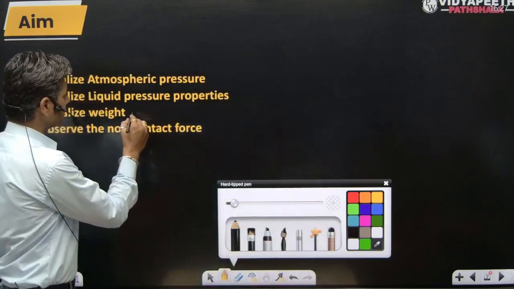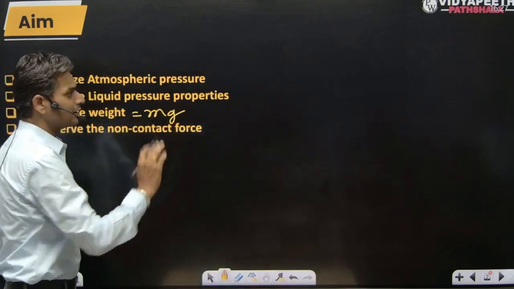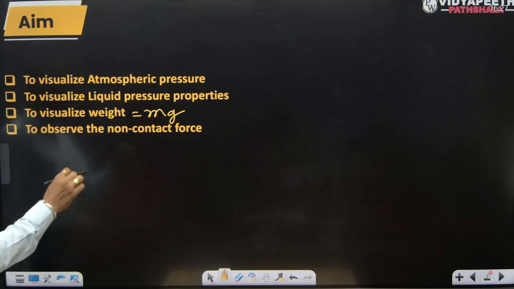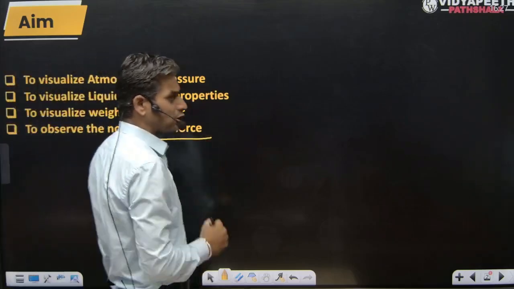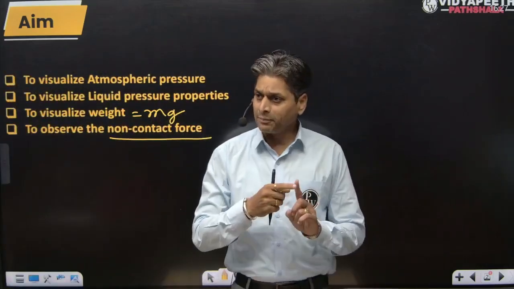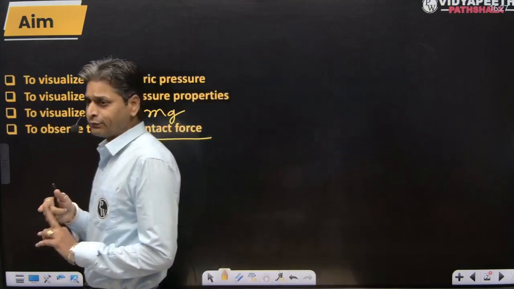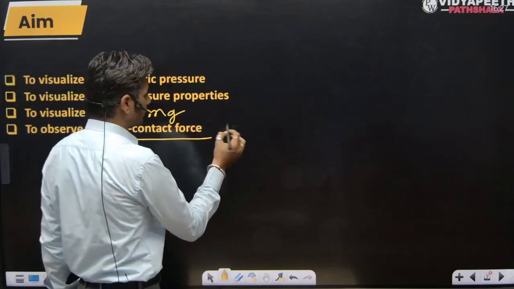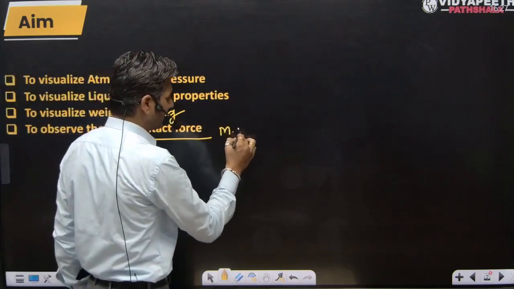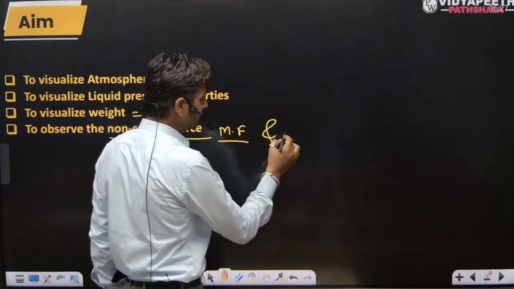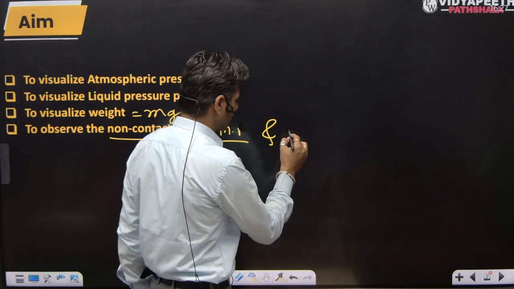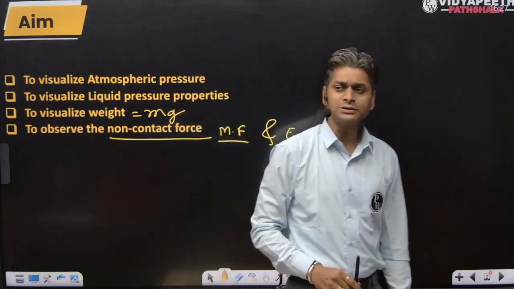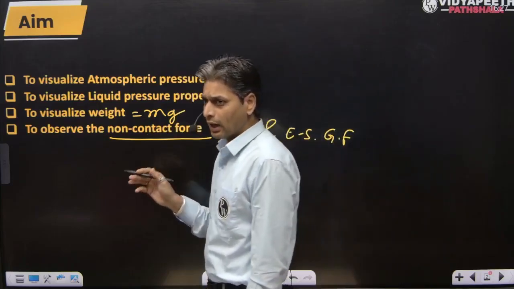What is the weight? Weight is the product of mass and gravity. That one also we have to discuss, and to observe the non-contact force. Which are the non-contact forces here? Like magnetic force, electrostatic force, gravitational force. That force also we are going to discuss today in this topic.